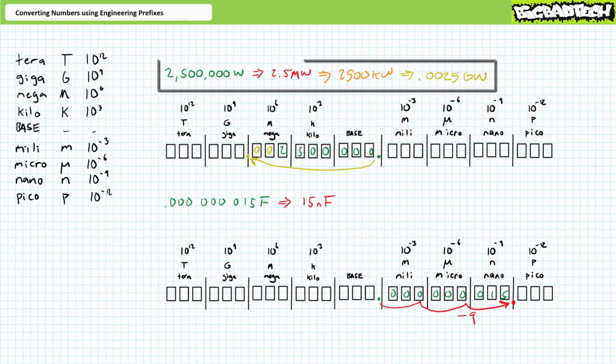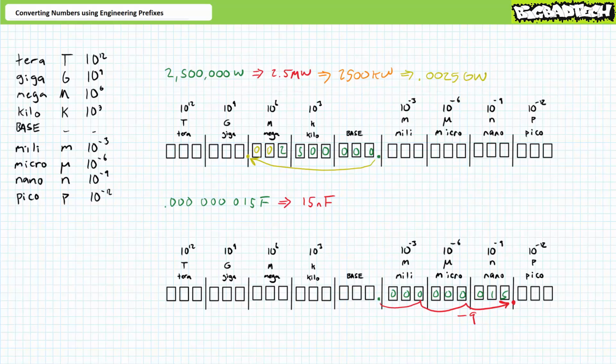Get it? All these numbers are the same. They're just being expressed using prefixes with different currency values. 0.0025 gigawatts is equivalent to 2.5 megawatts, which is equivalent to 2,500 kilowatts, which is equivalent to 2,500,000 watts. Notice how it takes a smaller quantity of gigawatts, i.e. the high-value currency, to express the same value, whereas it takes a larger quantity of the base units, watts, i.e. the low-value currency, to express the same value.